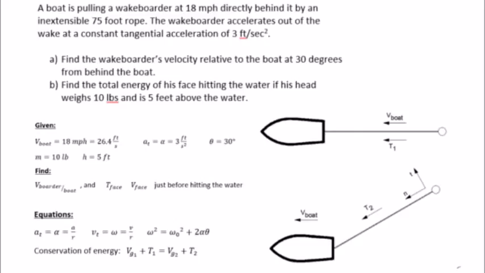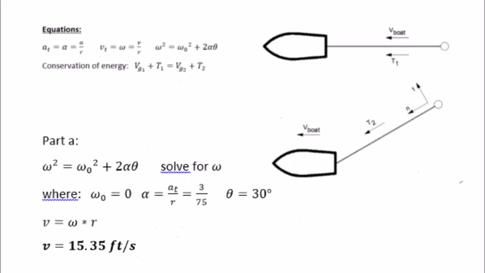the velocity of the wakeboarder relative to the earth at the same position, the kinetic energy of the wakeboarder's face hitting the water if their head weighs 10 pounds and is 5 feet above the water, and finally, to solve for the velocity of the wakeboarder relative to the boat, we solve for their tangential velocity at the 30-degree position.